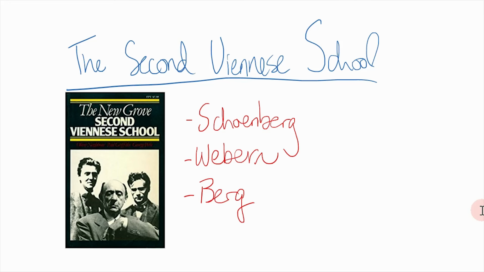In Nazi Germany, atonal music was actually labeled as degenerate, and composers who wrote these pieces had their pieces banned. So Schoenberg at this time was already living in America. It's also worth noting that Schoenberg was a really influential teacher and composer.